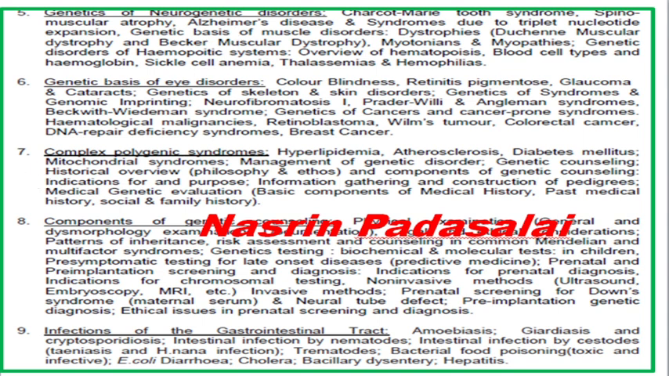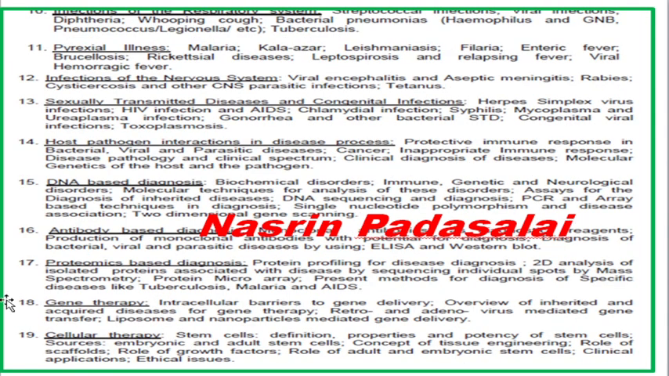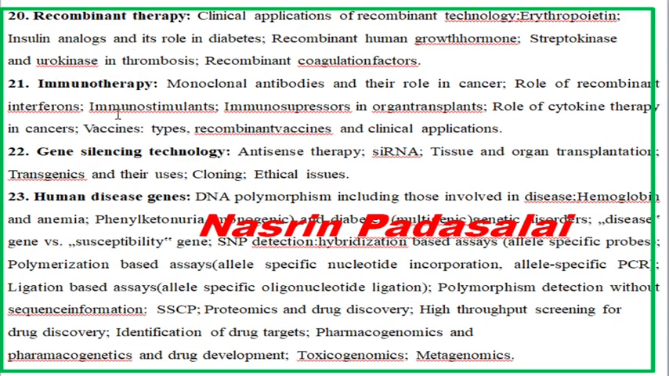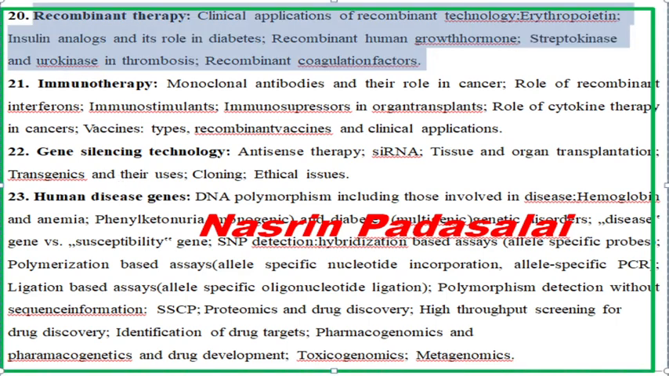You need not take notes. Just open Google, have enough data pack, and just read about all those things. Next, the recombinant therapy, immunotherapy, gene silencing, and human gene disease topics are all important, but my personal suggestion is to concentrate on recombinant therapy alone. No need to worry about immunotherapy, gene silencing and human gene disease. Just concentrate on recombinant therapy.